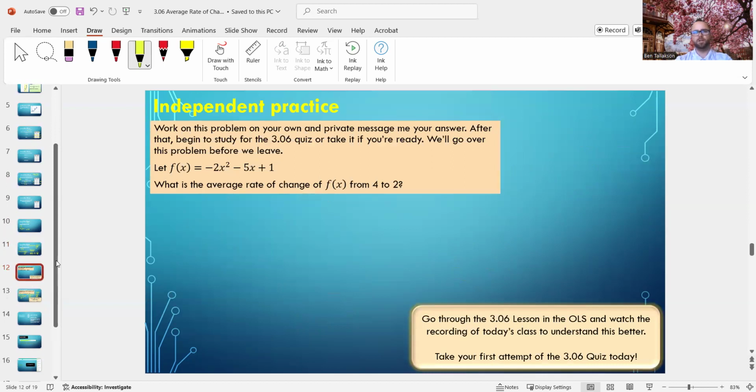And it's time for an independent practice problem. Another good opportunity, of course, for you to practice. You have a function, and you're being asked again, what's the average rate of change of f of x from 4 to 2? And this is going to be our last problem for the day. Let's see how you did.